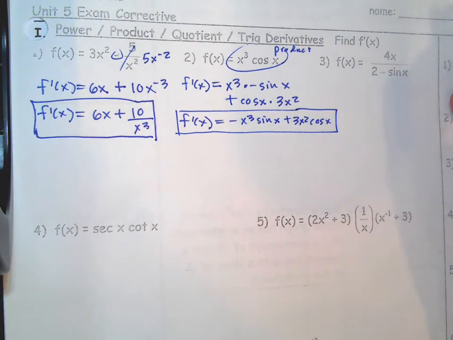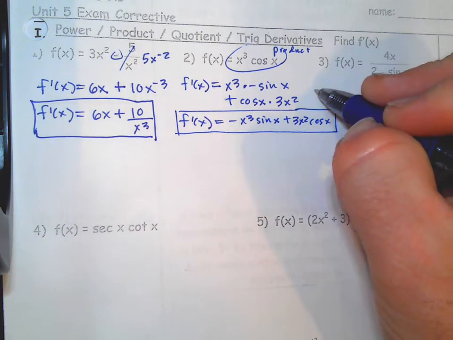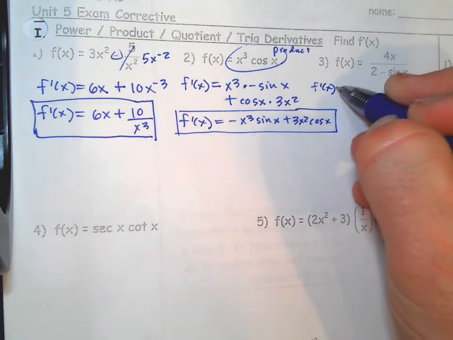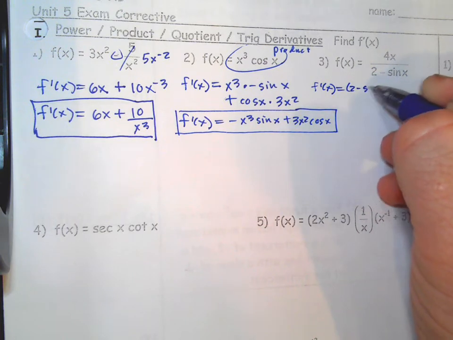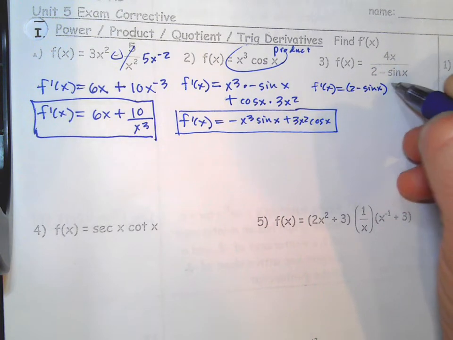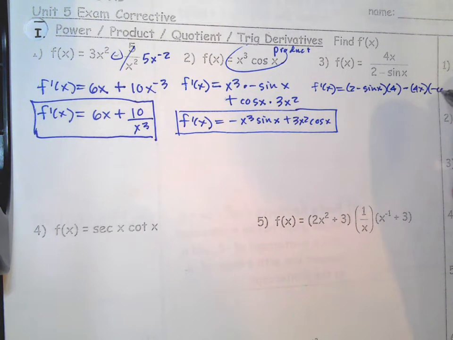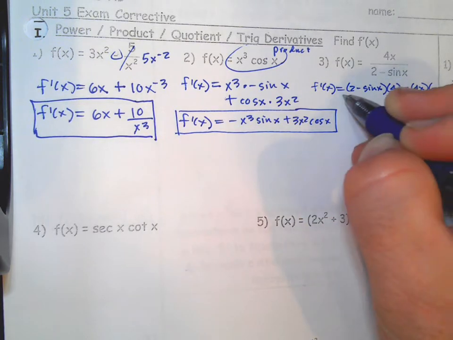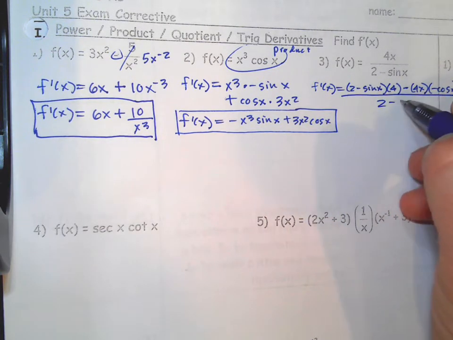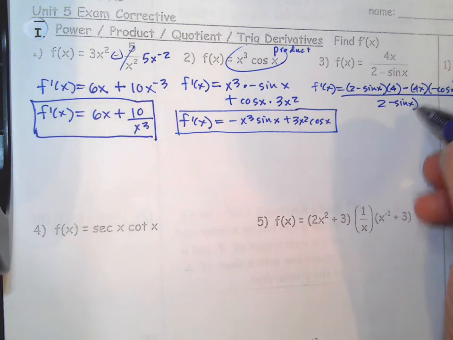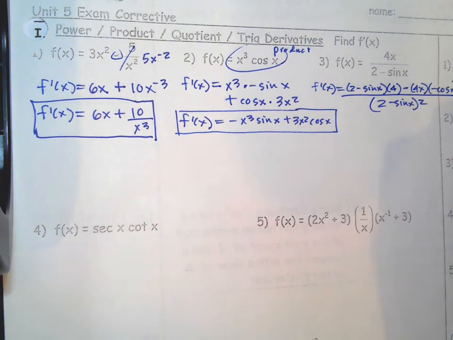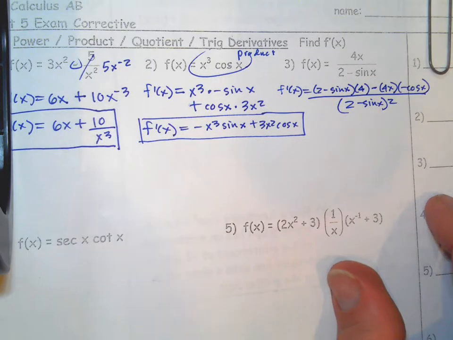This one, I'm just going to do quotient rule. So quotient rule is low, I put parentheses around it, d high, minus high d low, all over low squared. So I like to use a lot of parentheses on these.